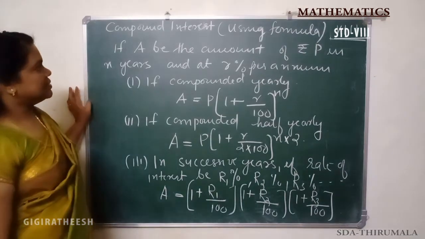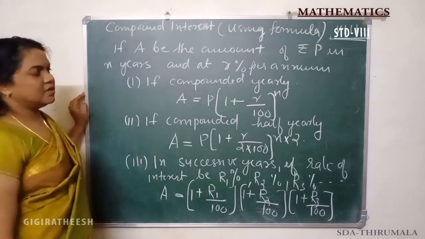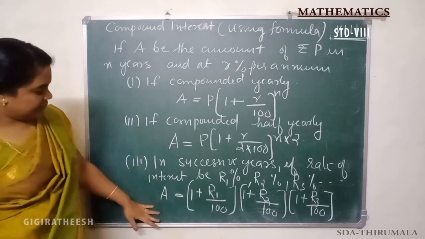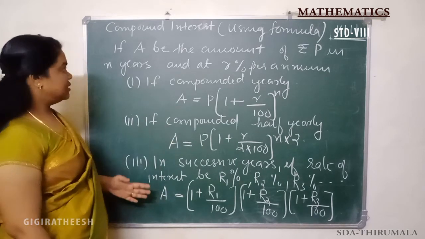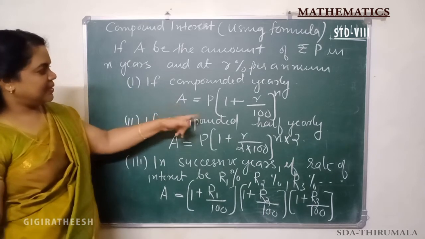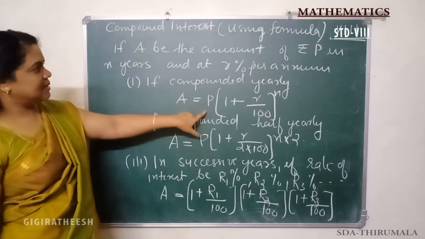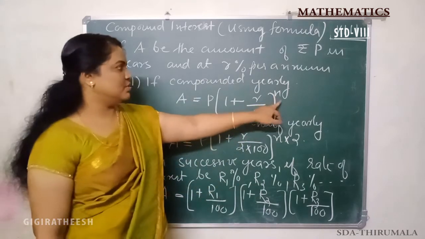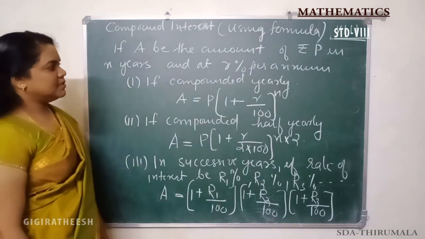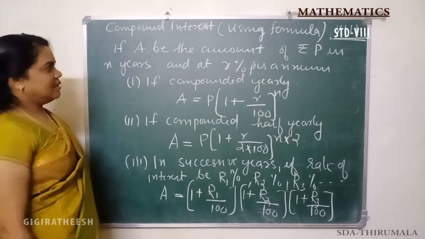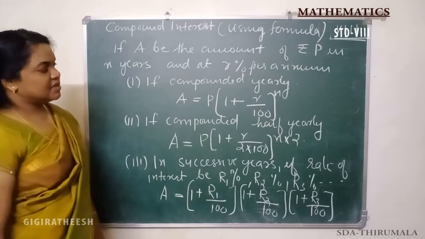Next is finding compound interest using formula. Here there are three formulas. If A is the amount, P is the principal in rupees, n is the number of years, and R percent per annum is the rate of interest, how can we calculate compound interest using the formula?